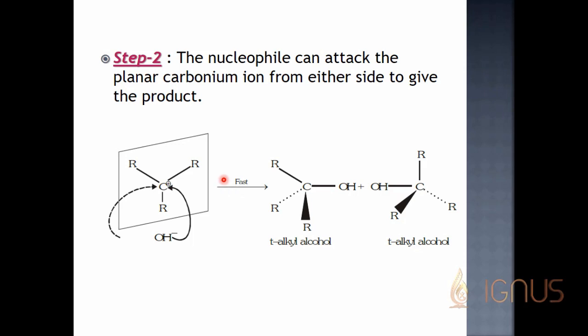In the next step, the nucleophile can attack the planar carbocation from either side, above the plane or below the plane. Hence, it will give rise to two products. Both are tertiary alcohols but differ in stereochemistry. If OH minus attacks from above the plane, it gives one product. If it attacks from below the plane, it gives one more product. Hence, there are two products.